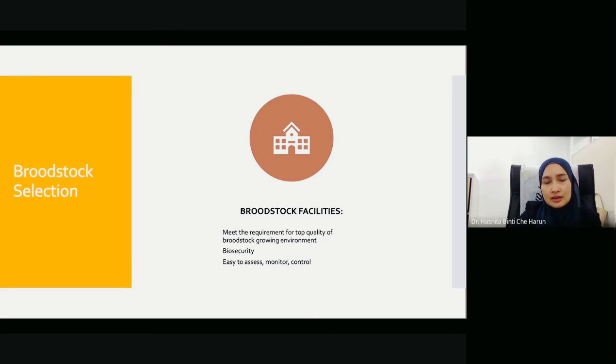Aside from that, the broodstock facility should meet the requirements for a top quality broodstock growing environment, complete with biosecurity, because you have very precious species kept in those facilities, which need to be accessed easily, monitored and controlled.